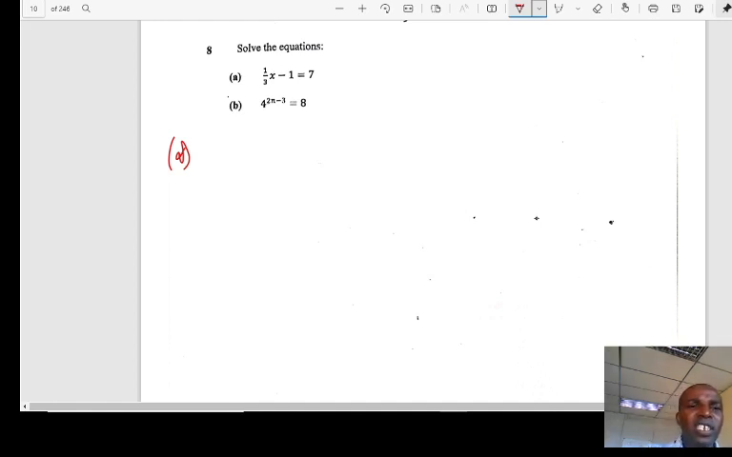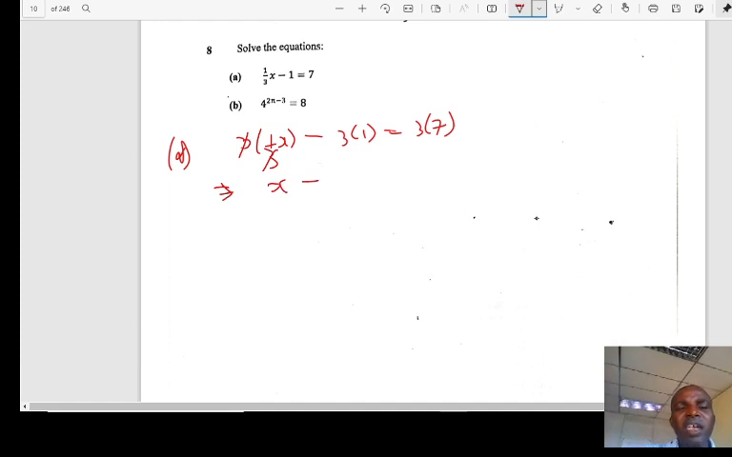By 3. So it will be 3 times 1 over 3x, minus 3 times 1, is equal to 3 times 7. Then the 3 will cancel out, and we'll be left with x minus 3 times 1, which is 3, is equal to 3 times 7, which is 21. Collect like terms: 21 plus 3, x will be equal to 24. Done.